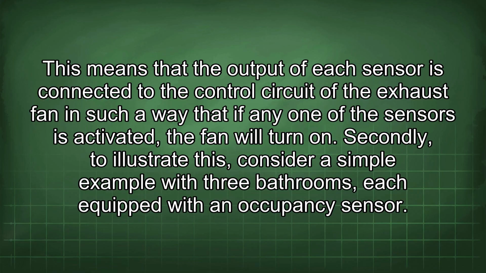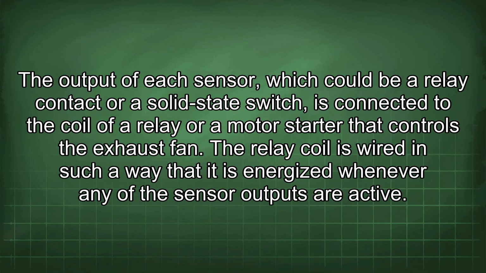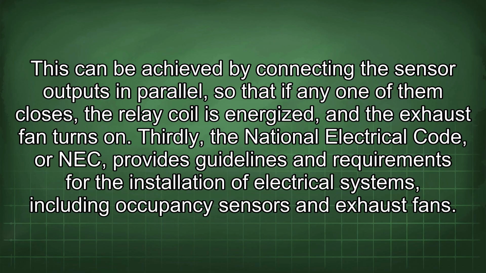Secondly, to illustrate this, consider a simple example with 3 bathrooms, each equipped with an occupancy sensor. The output of each sensor, which could be a relay contactor or a solid-state switch, is connected to the coil of a relay or a motor starter that controls the exhaust fan. The relay coil is wired in such a way that it is energized whenever any of the sensor outputs are active. This can be achieved by connecting the sensor outputs in parallel so that if any one of them closes, the relay coil is energized and the exhaust fan turns on.